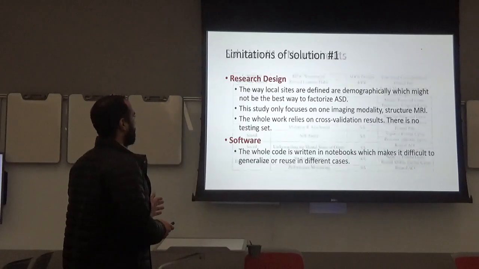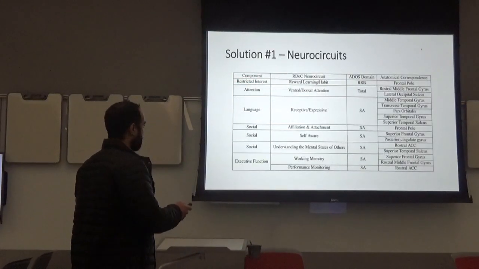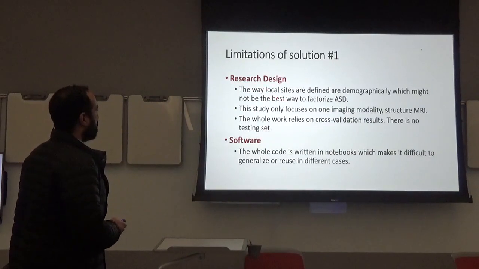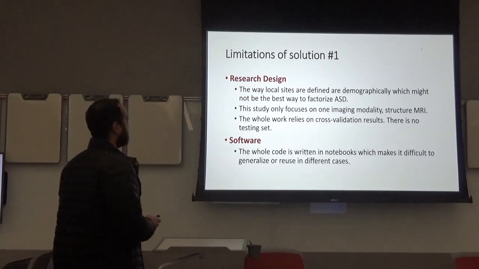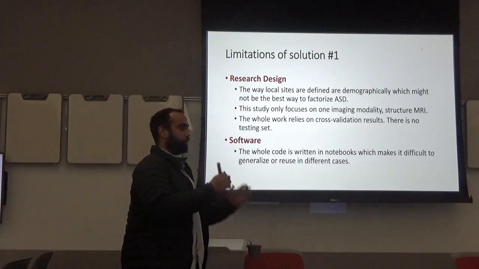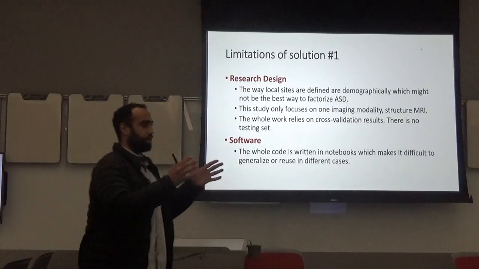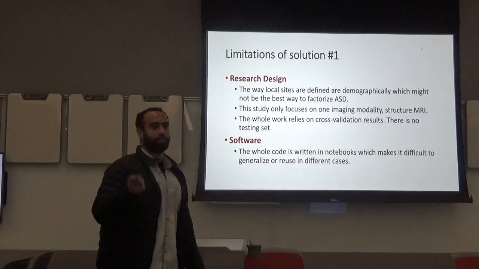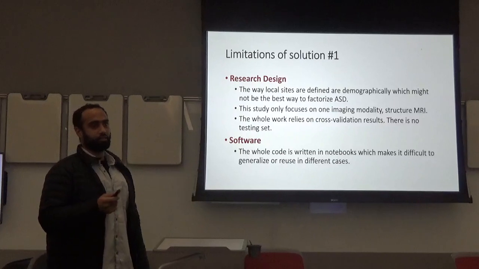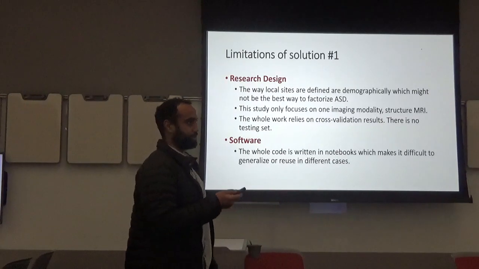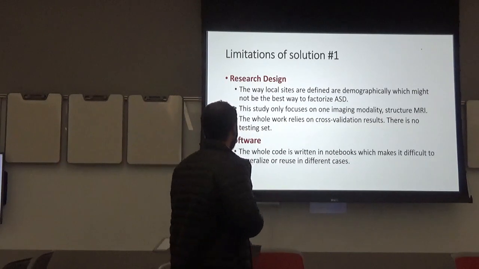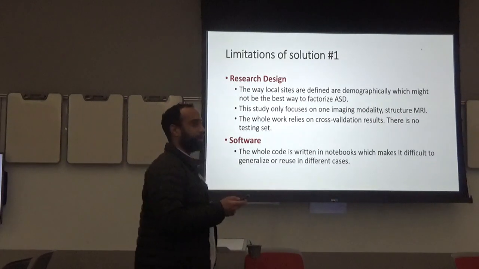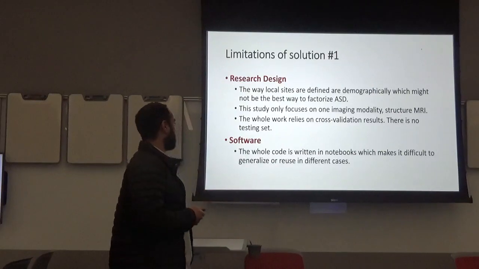At that time, we had nice results and everything was working fine, but we found a few limitations. The first is that the way we defined local sites is not the best way to factorize ASD. When we built the global matrix, we aggregated all the data set. In the second step, we divided the data set across sites. This doesn't make sense, because it is just a demographic split. The second limitation is that this study focuses only on structural MRI, so it looks at ASD from only one perspective.